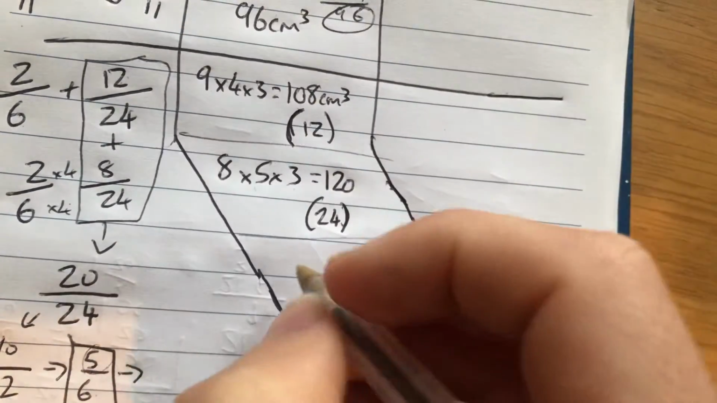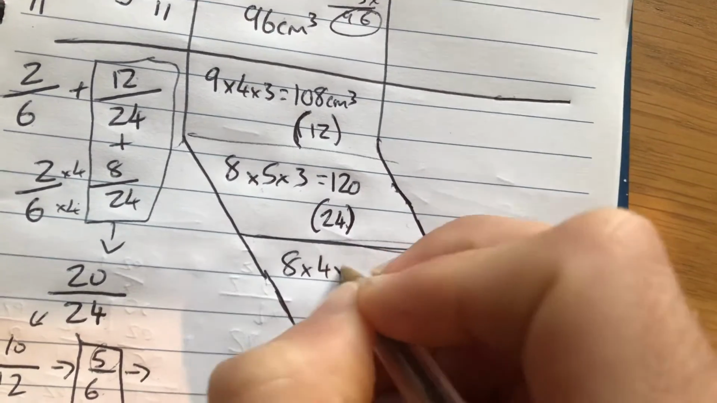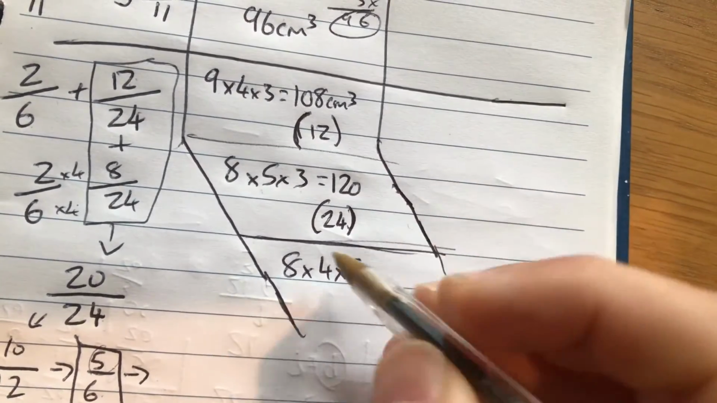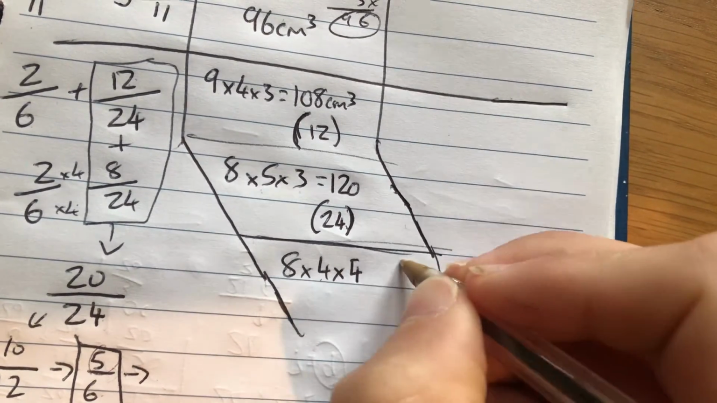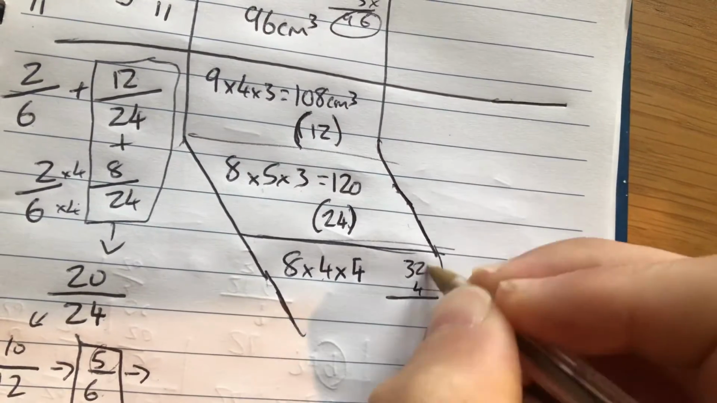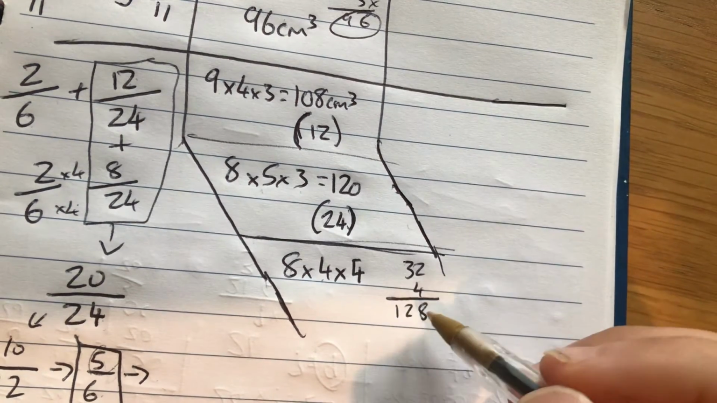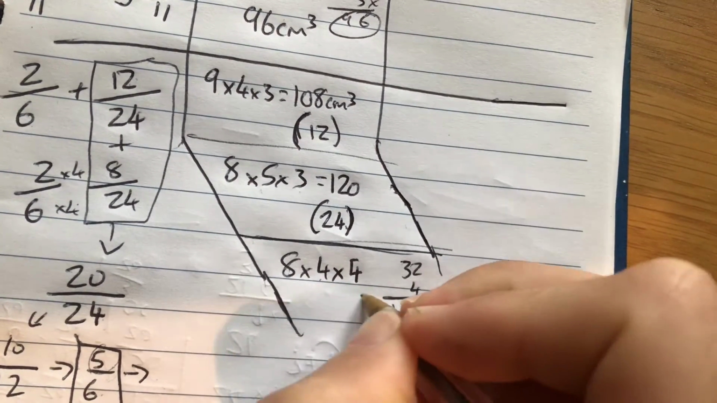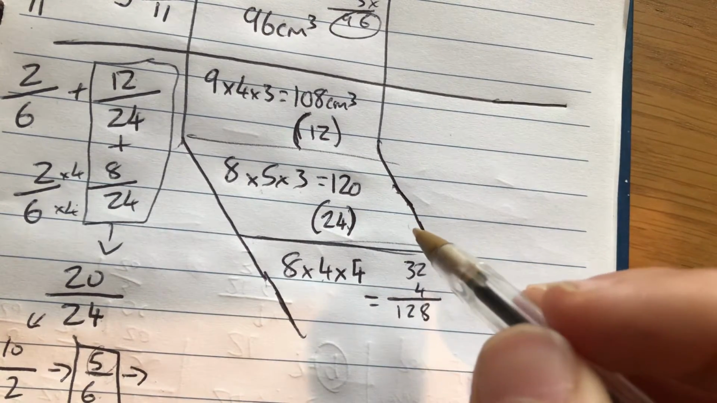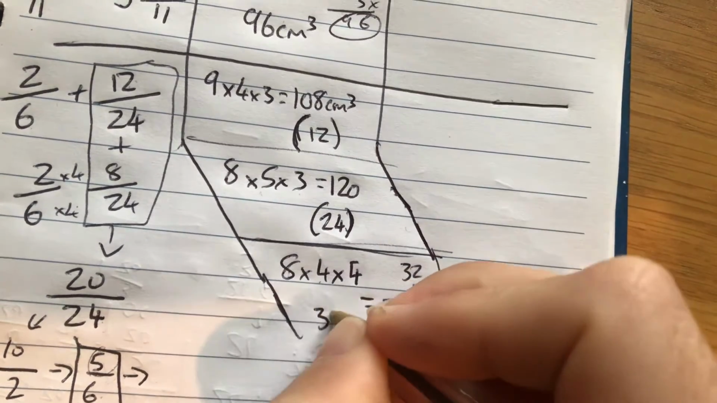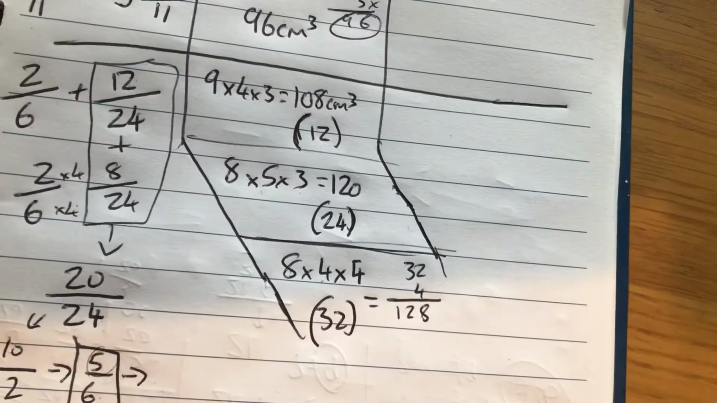And then let's change the 3. So 8 by 4 by 4. So 8 times 4 is 32, times 4, we can just check that one if we need to, 4, 8, 12, ooh, even bigger, 128. So that's got a difference of 32. Oh, that's not what I expected to happen.